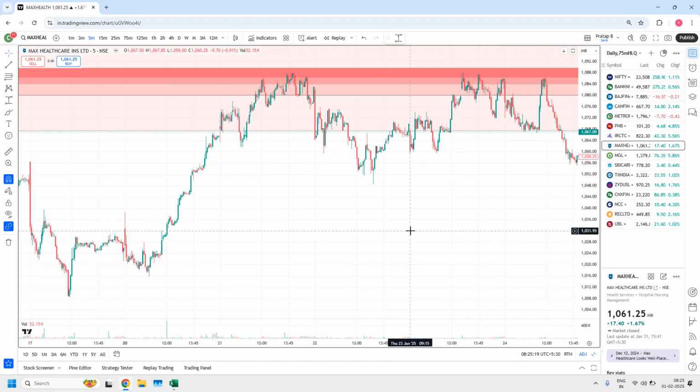Due to that reason, second time, third time, fourth time, we don't know how many times it will support. Suppose it's your bad luck that day when you are taking the trade, it is stopped out. You have to accept, no other choice.